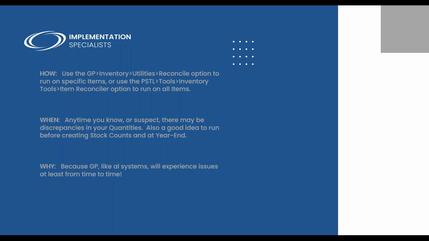One of the common questions we're asked is, when should I run an inventory reconcile? And I would say anytime that you know, or at least suspect, that there may be some discrepancies in your quantities. So if you know that a user has reported that they were in the middle of processing a PO receipt, and while they were posting a batch of 50 receipts, their GP crashed, I would say it'd be a great idea to run a reconcile as soon as possible, just to make sure that those quantities that were being received into stock got updated in your item site.